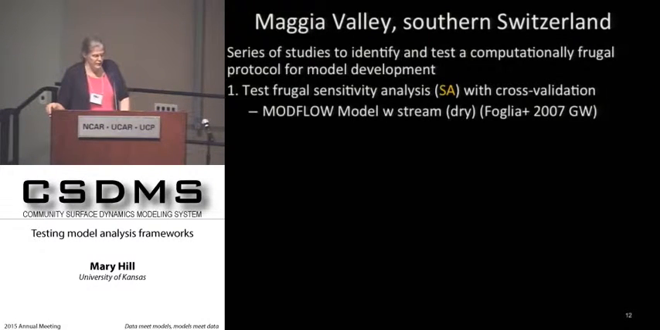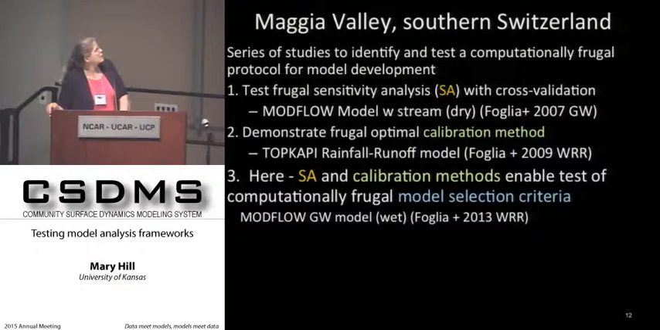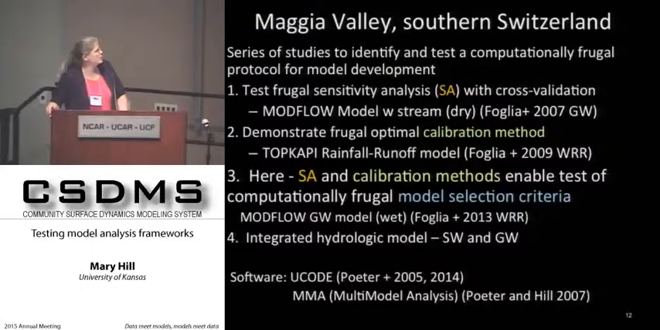Okay, so the series of studies started with a 2007 publication where we looked at sensitivity methods. Then we demonstrated calibration methods that were computationally frugal. In this study, we're taking the results of those two, and we were using it to test computationally frugal model selection criteria. I'm actually going to show you a different part of the study than the model selection criteria comparison. And then I'm also going to show you one result from something that's still ongoing, where we actually finally got to the integrated hydrologic model. And the software we used was UCode and multimodal analysis.